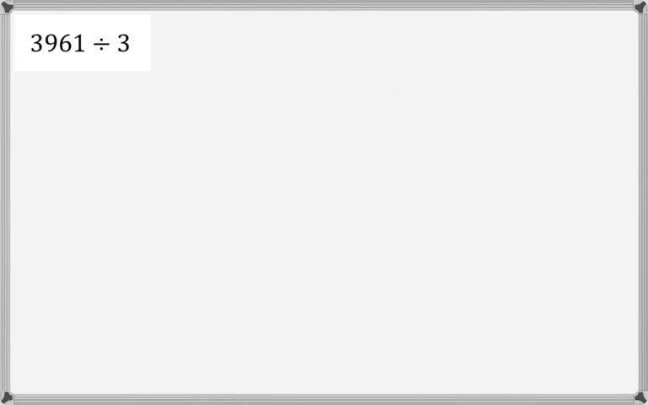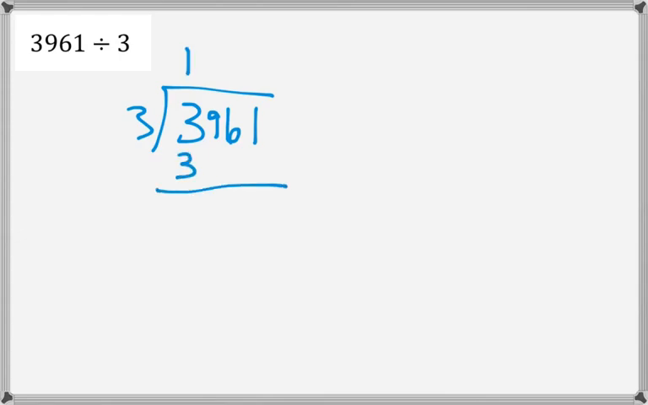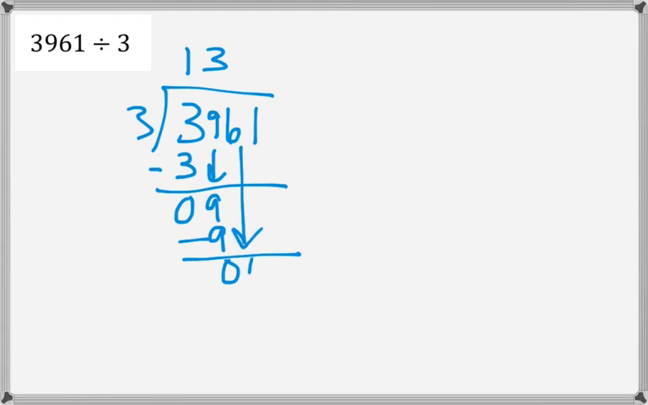Okay, let's look at this example, and then we're going to highlight a couple of things about the two examples here. So this is going to start out really similar. 3 times 1 gives us 3. Subtract that, bring down the 9. 3 times 3 gives us 9. Subtract that off, bring down the 6. 3 times 2 gives us 6. And then we bring down the 1.